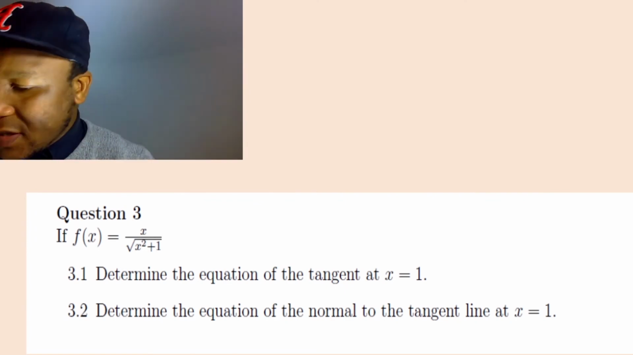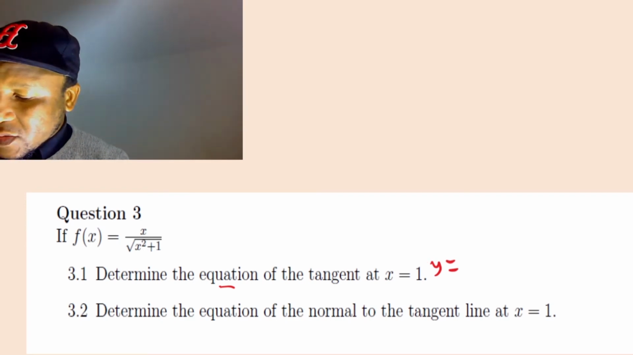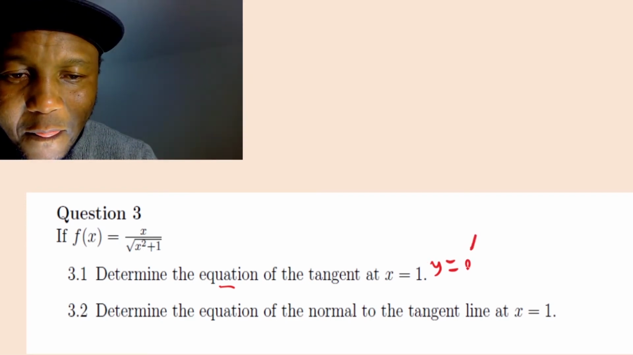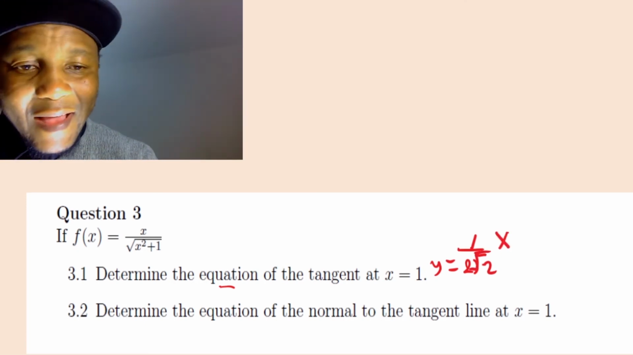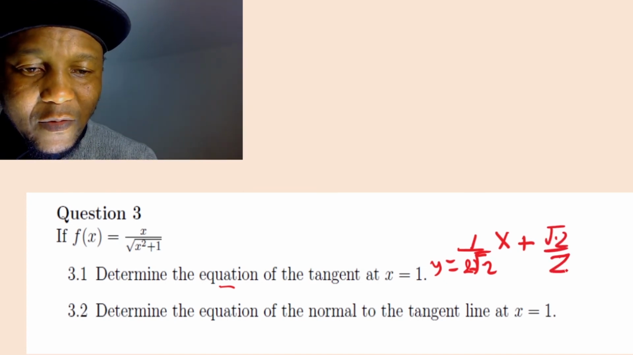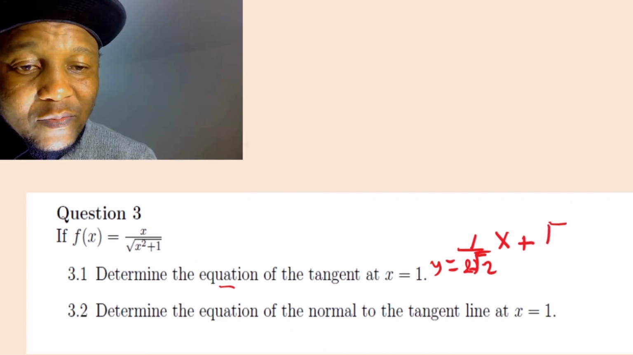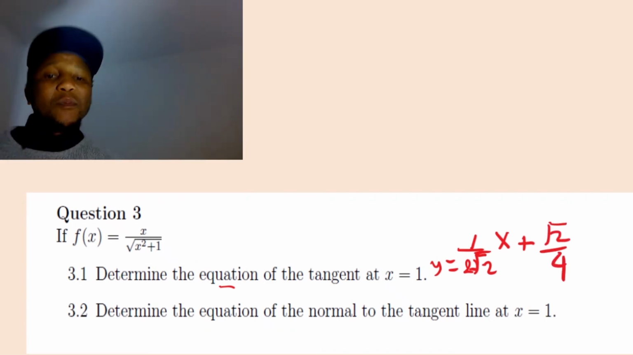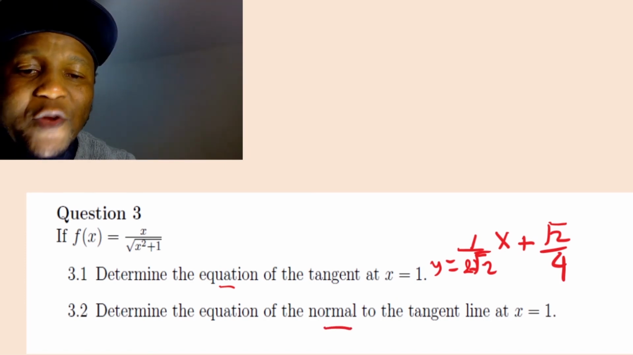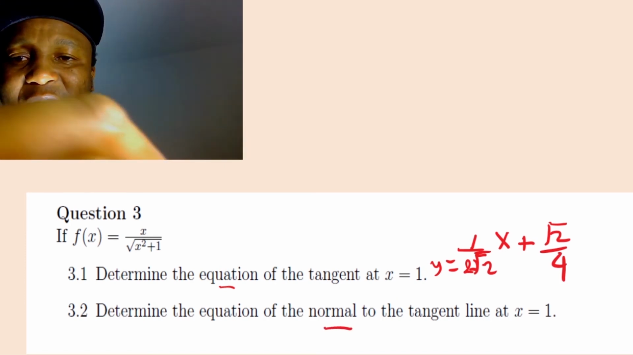So we have the equation of the tangent, which we got: y equals 1 over 2 square root of 2 times x plus square root of 2 over 4. Let me show you another way, the easy way, to find the equation of a normal. Look here, this is very, very crucial.